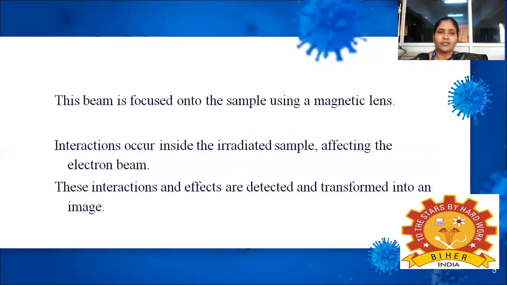This beam is again focused on the sample using a magnetic lens, and interactions occur inside the irradiated sample, that is, the prepared sample affecting the electron beam. These interactions and effects are detected and transformed into an image. Those electrons that are traveling will fall onto the specimen, and the specimen will receive the primary electrons and then reflect out the secondary electrons.